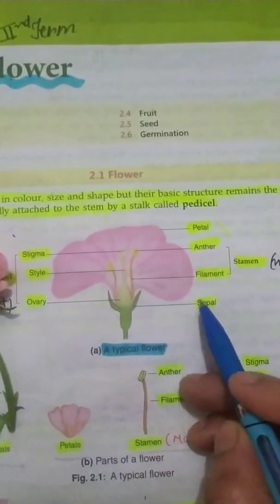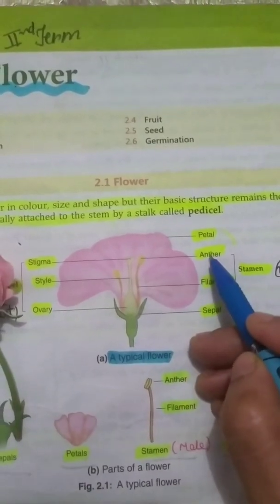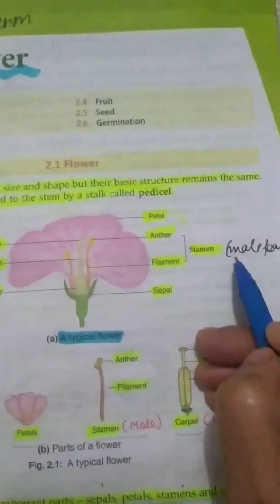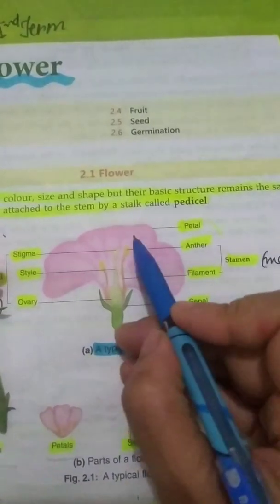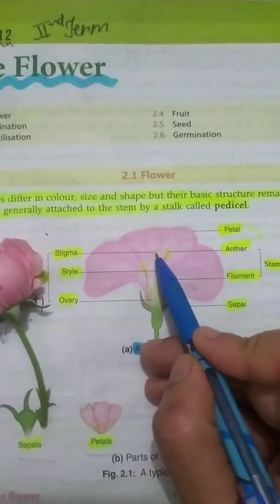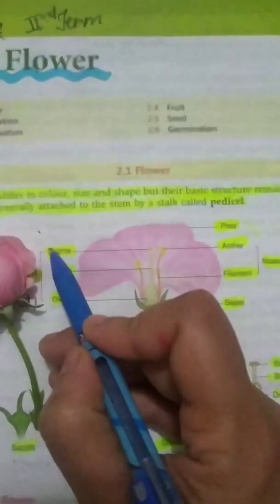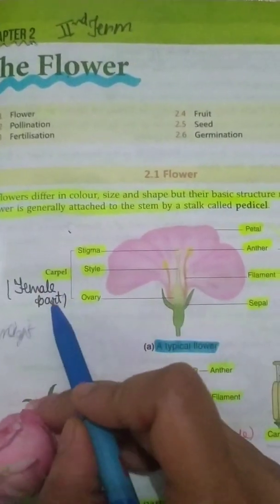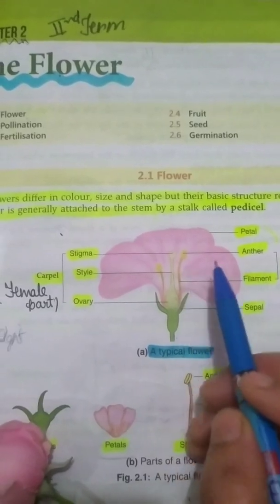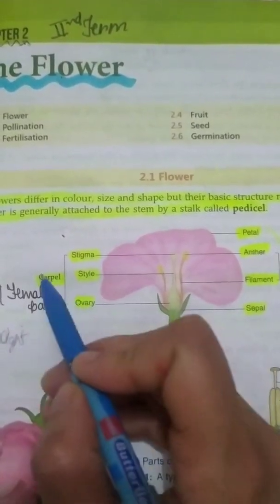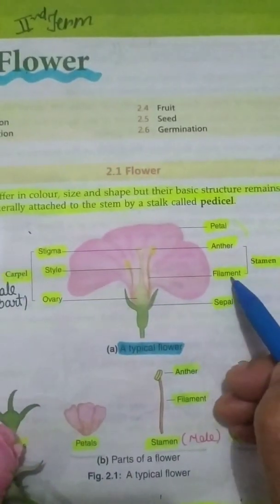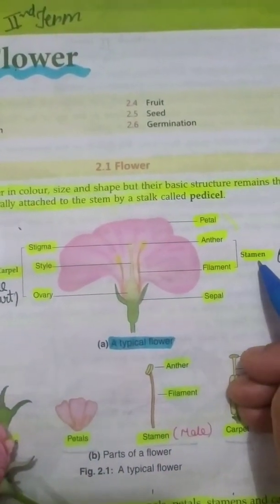So this is the sepal, filament, anther. Both anther and filament together are known as the stamen, which is also known as the male part of the flower. These are the petals. Next, this is the stigma, style and ovary. Together they make the carpel, or the female part. So a flower has a male as well as a female part. Stigma, style and ovary are the female part, and together we call it the carpel, and anther and filament are the male part, together we call it the stamen.